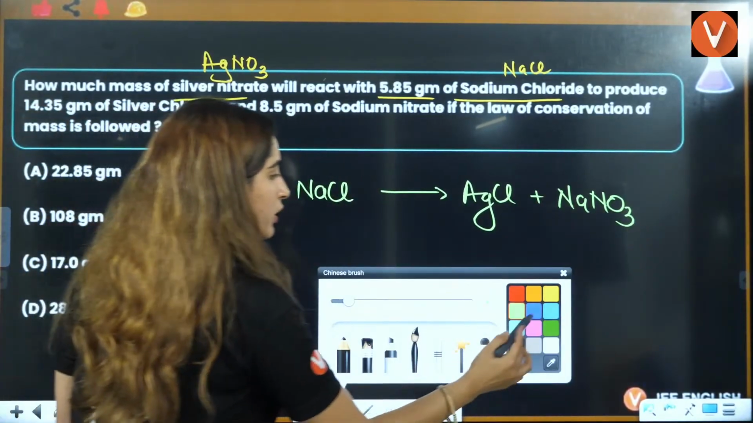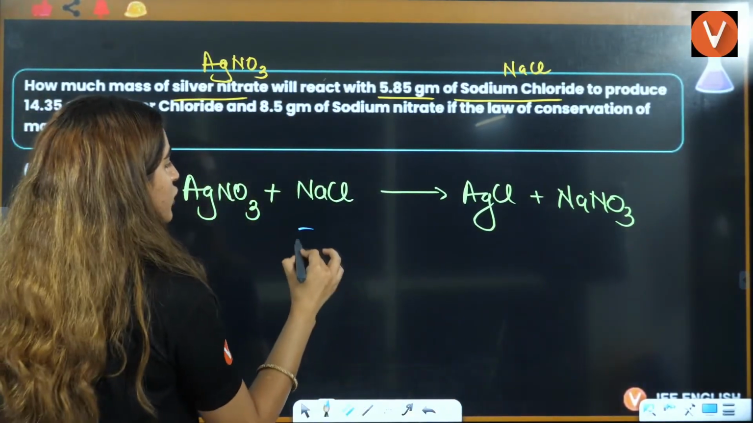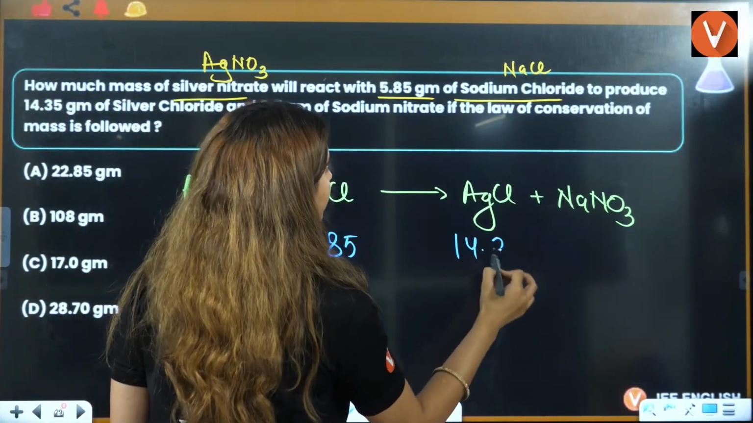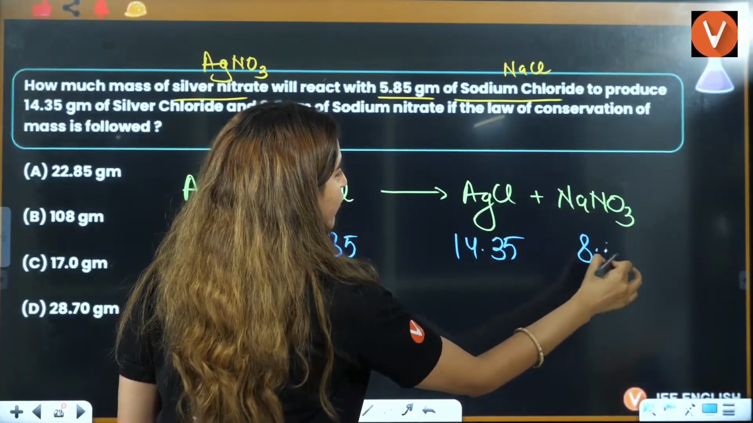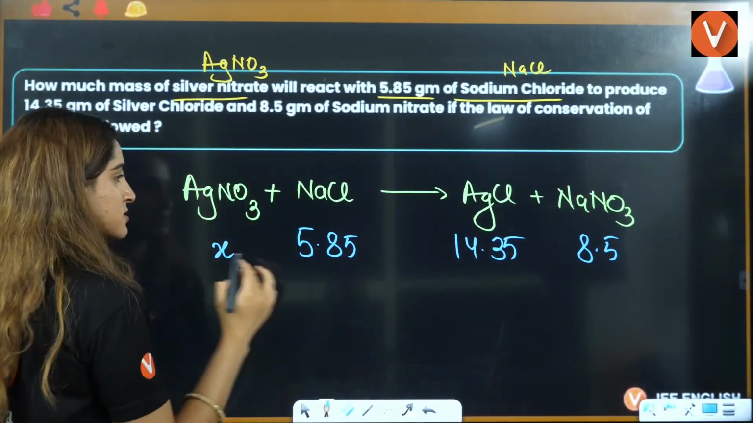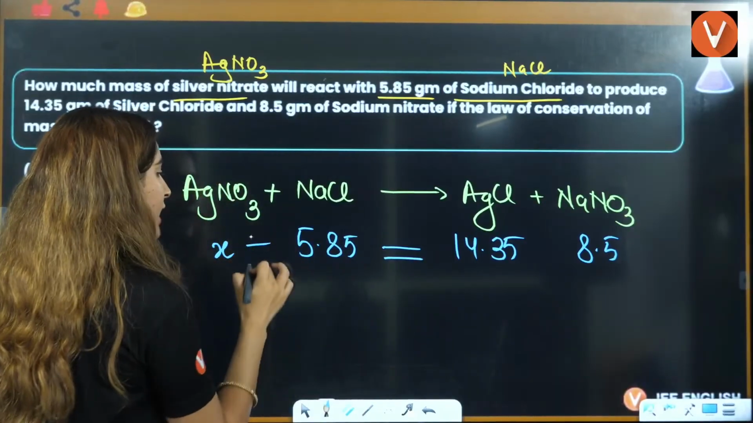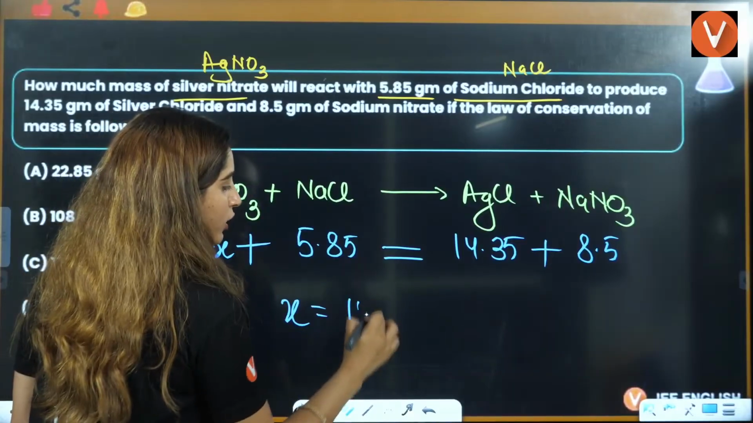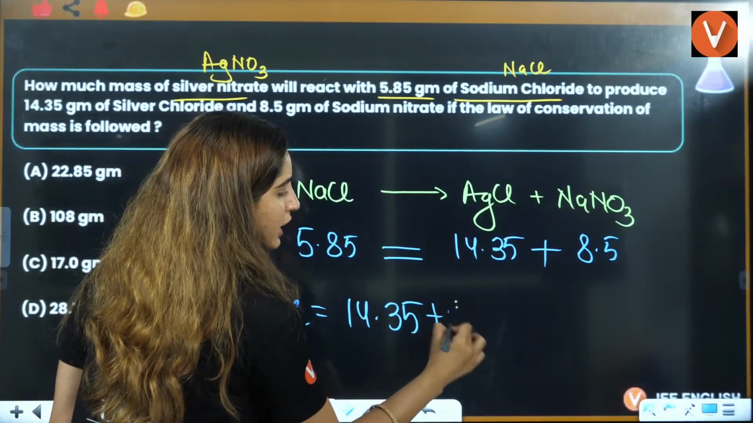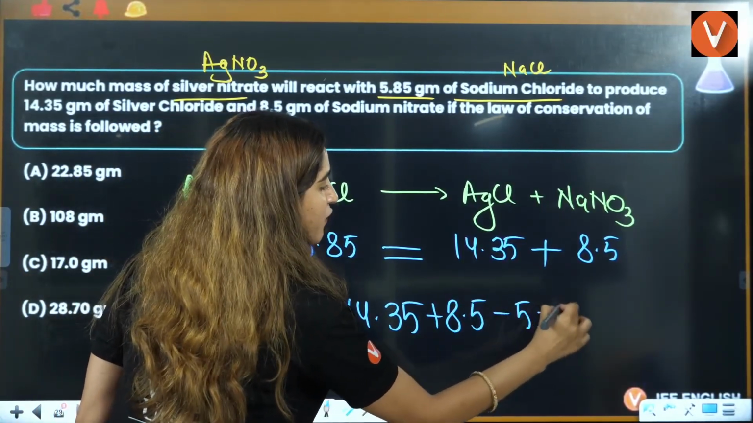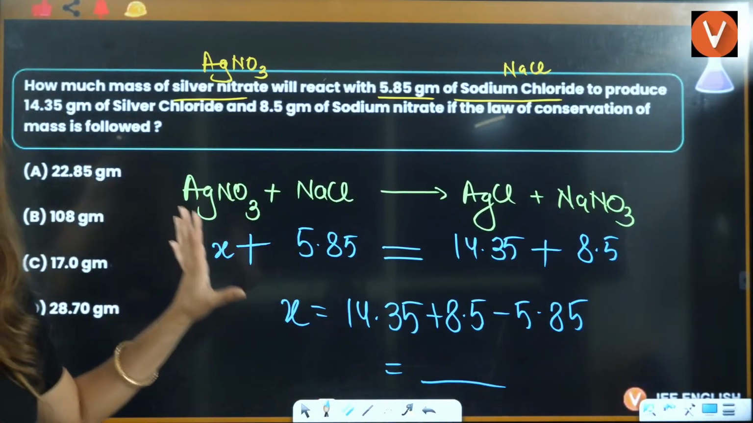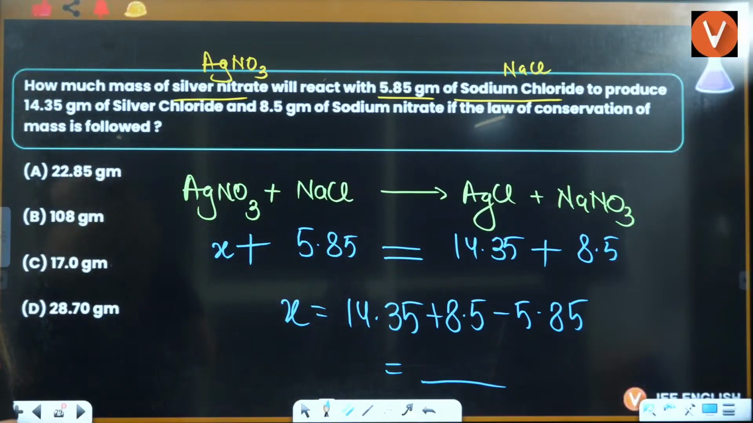Now, if you see this here, this is given to be 5.85. This is given to be 14.35. This is given to be 8.5. And this is, let's say, x. So we know that x plus this equals this plus this, and x will be equal to 14.35 plus 8.5 minus 5.85, and you will get your answer of how much AgNO3 you will have here.